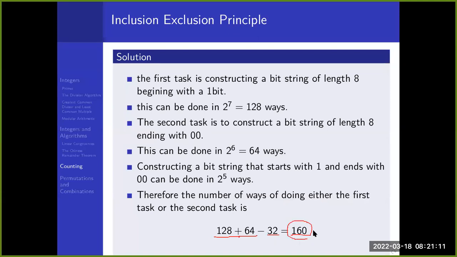So the answer is 160. Are we together? Pardon, sir. Yeah. Okay. So there are no questions on this.